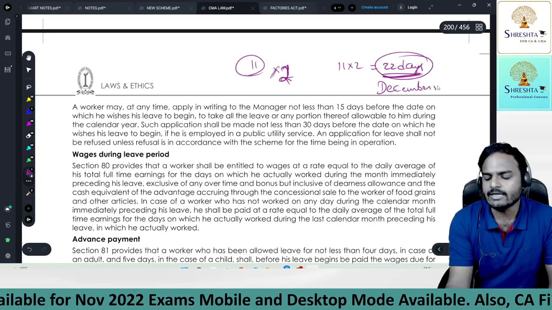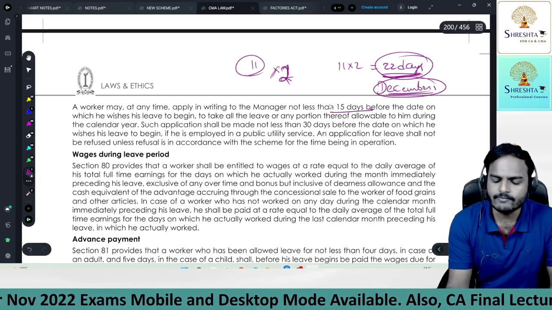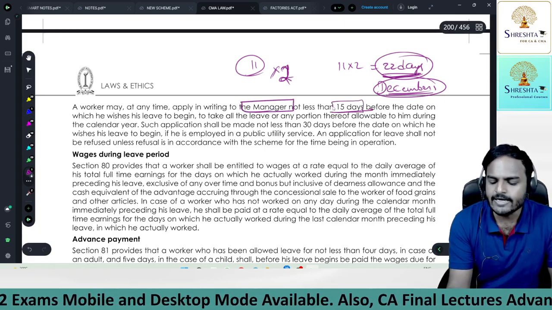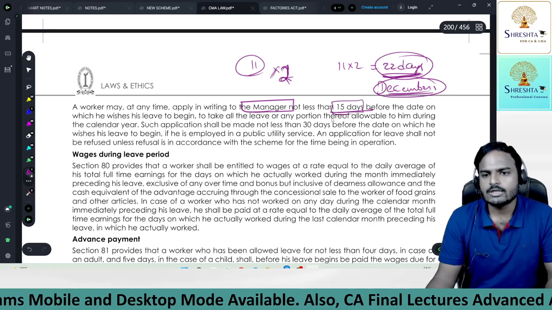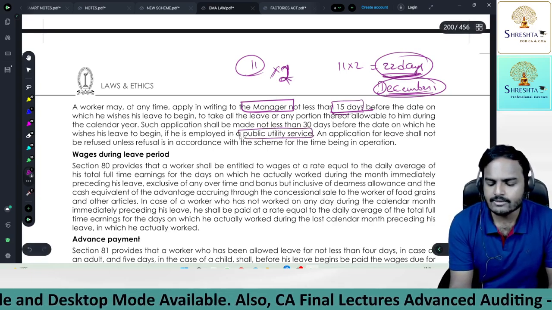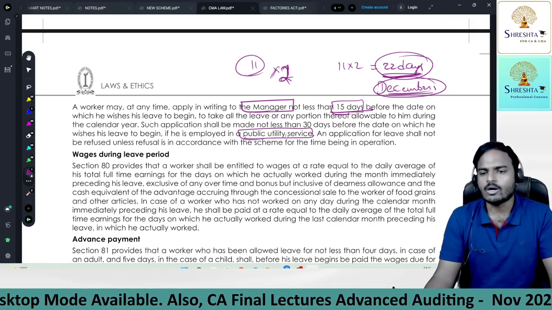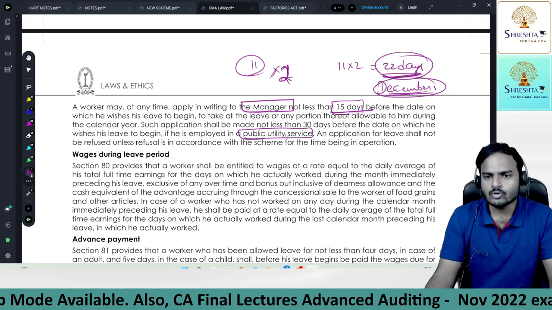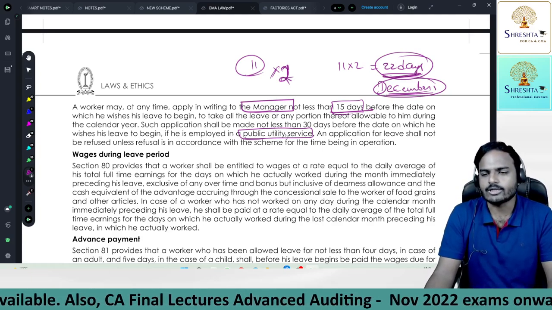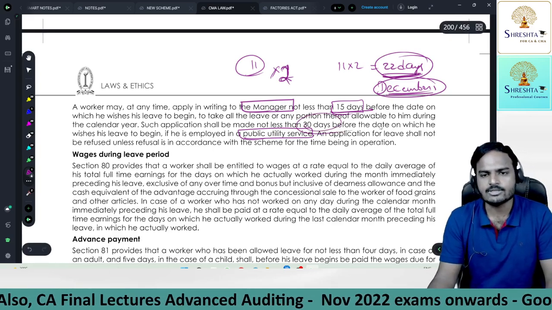Now you need to intimate the occupier. How many days before, sir? At least 15 days. You need to intimate the manager at least 15 days before the leave period. And if you are engaged in public utility services, like municipal corporations or electricity, water supply, if you are a worker in those entities which provide public utility services, in those cases 30 days prior intimation is required.